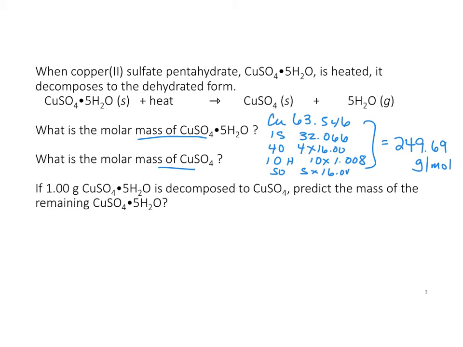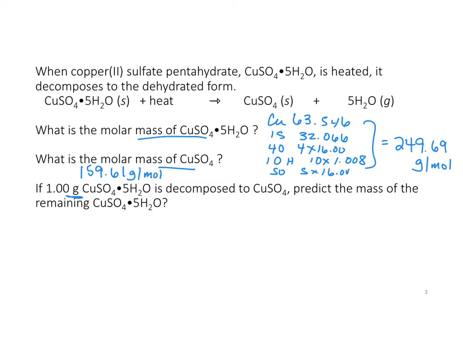What is the molar mass of copper sulfate? Well, it's going to be less, isn't it? So you have 4 oxygens times 16, plus 32.066 for sulfur, plus 63.546 for copper, 159.61 grams per mole. Now, you're going to use those masses whenever you're having to convert moles to grams.